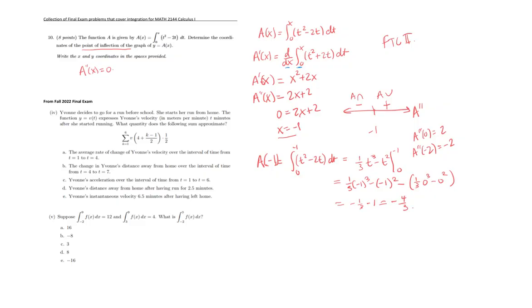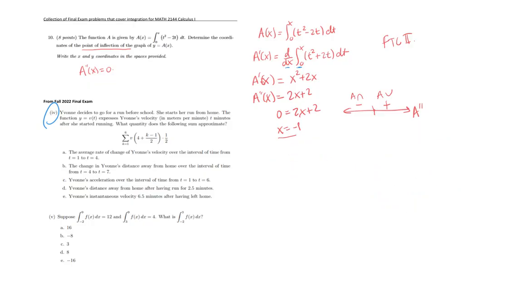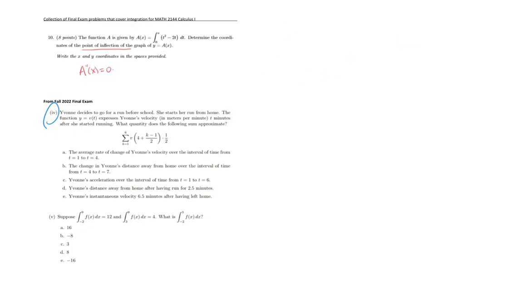Okay, for the next one, it says Yvonne decided to go for a run after school. She wants to start from her home. The function v of t expresses Yvonne's velocity t minutes after she started running. What quantity does the following sum approximate? So let's just analyze this a little bit. So this is going to be some sort of a Riemann sum. So I think it might help to just plug in a few values.